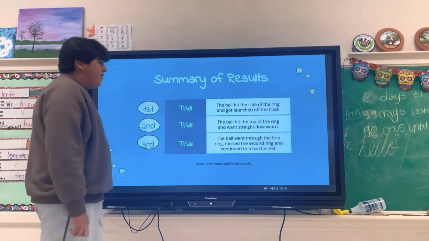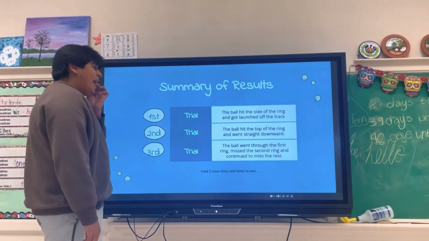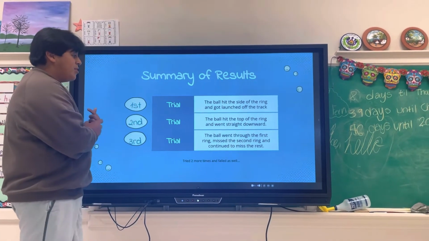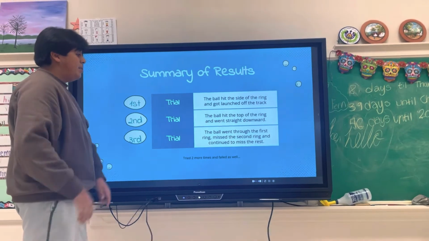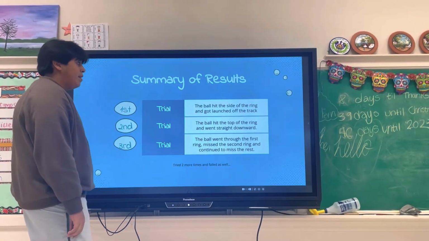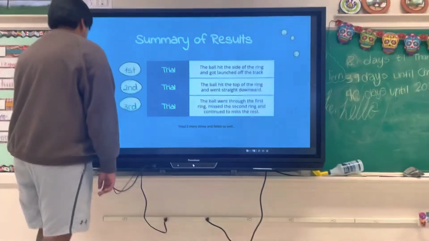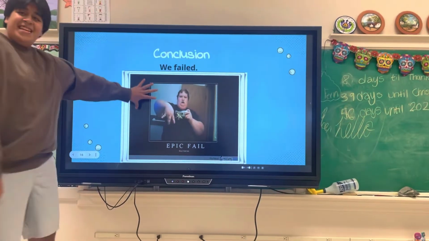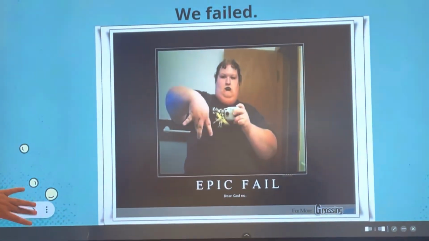Summary of our results: the first trial, the ball hit the side of the ring and got launched into the lab tables. The second time, the ball hit the top of the ring and went straight downwards, and the ball went through the first ring, missed the second ring, and continued to miss the rest. And we tried 2 more times and failed as well. We failed. We didn't make it any of the times.